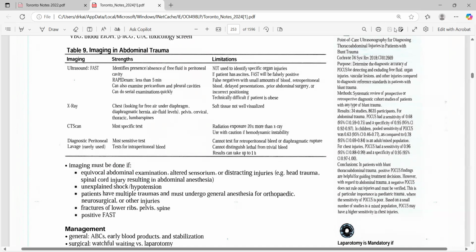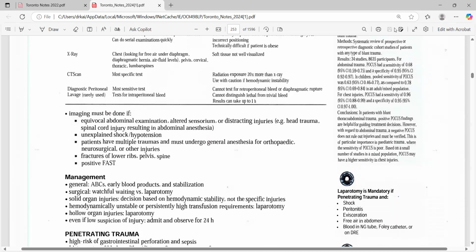Then diagnostic peritoneal lavage, the most sensitive test, but it cannot test for retroperitoneal bleed or diaphragmatic rupture, and cannot distinguish lethal from trivial bleed. Results can take up to 1 hour. So the fastest is FAST.